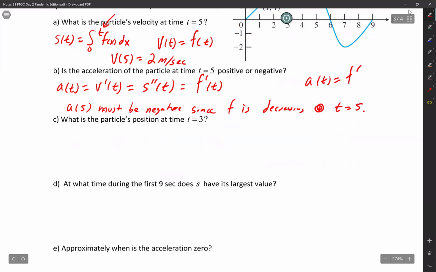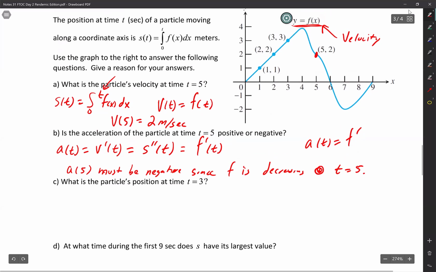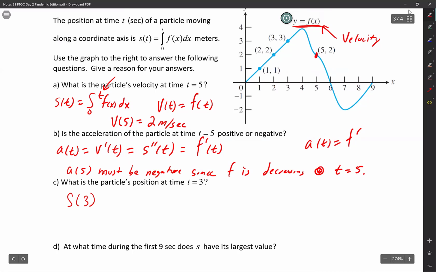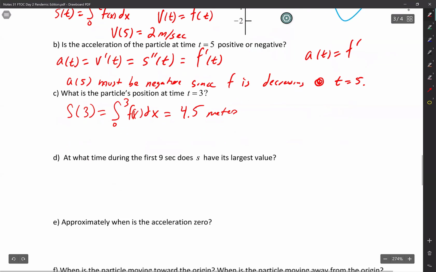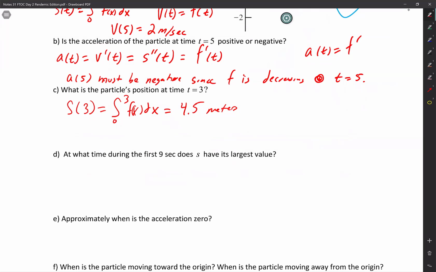What is the particle's position at t equals 3? Okay, that's pretty basic, guys. The particle's position at t equals 3 is s of 3 equals the integral from 0 to 3 of f of x dx. So it looks like I have a linear line. So all I have to do is calculate the area of that triangle. So using geometry, 3 times 3 is 9. 9 divided by 2 is 4.5. So my position is 4.5. If you want to put units, 4.5 meters from whatever reference they started at. It's also the displacement, by the way. Okay, any questions on that?